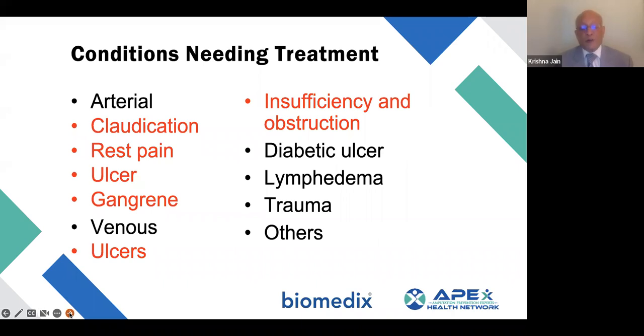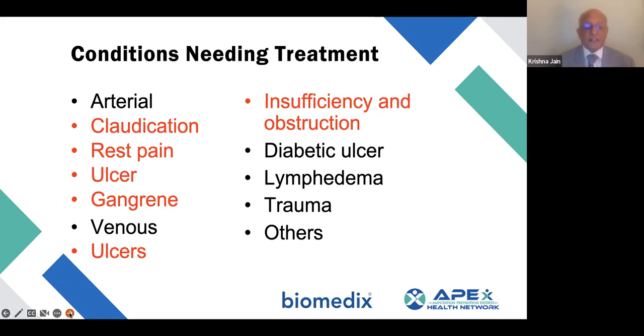So what are the majority of the conditions that need to be treated in the arterial world? Claudication, rest pain, ulcer, and gangrene. Rest pain, ulcer, and gangrene, of course, are critical limb ischemia, which need to be addressed rather quickly. Claudication can be treated medically, and then ultimately, if need be, the patient may need revascularization.